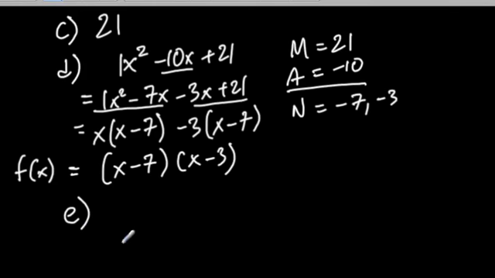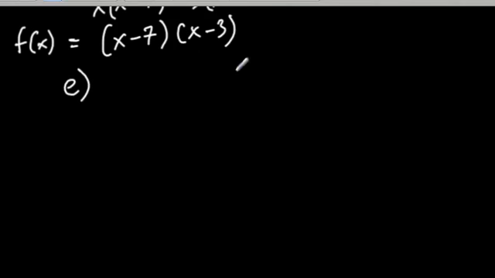Let's do E. E says find the x-intercepts. So if we want to find the x-intercepts, this is the original equation. x minus 7, x minus 3.